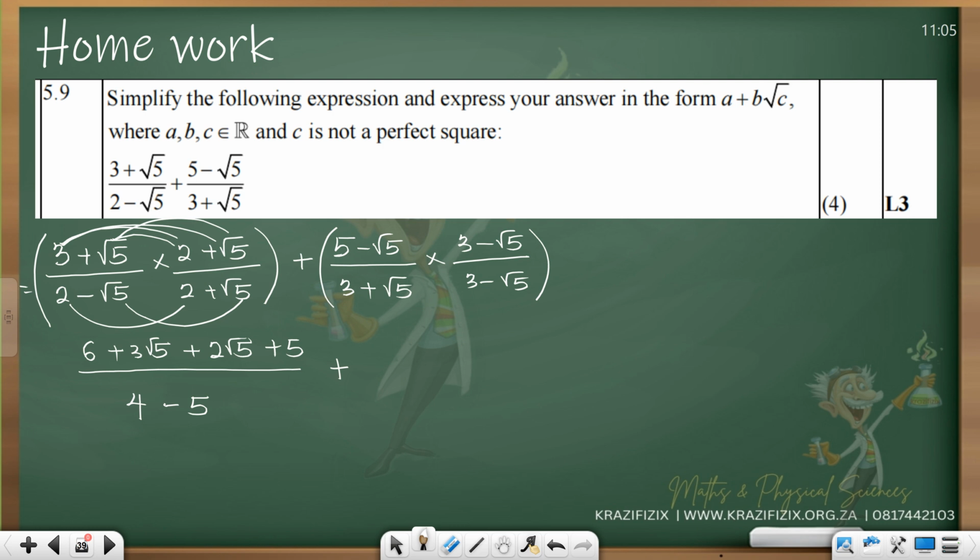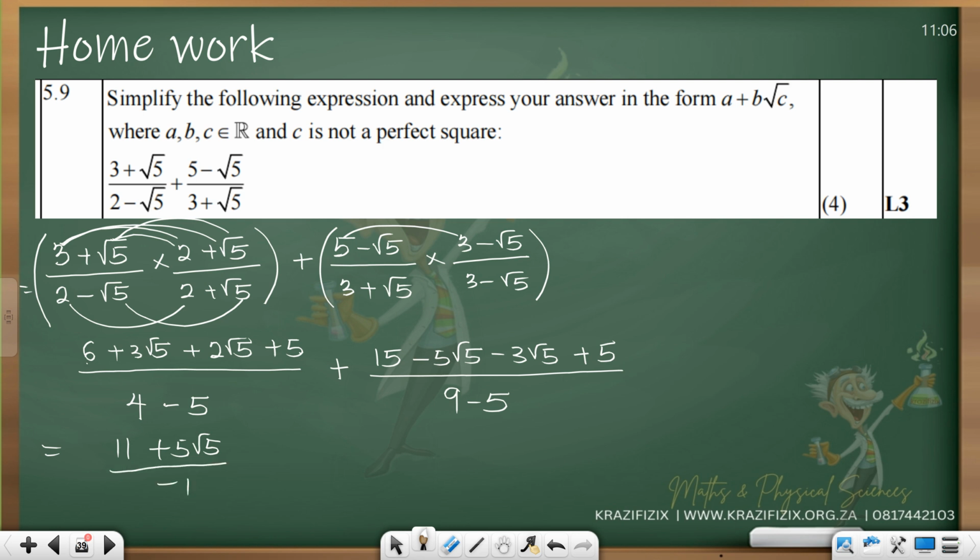Plus, we do the same thing here. 5 times 3 would give us 15, minus 5 root 5. All right. Then minus 3 root 5. Negative times negative would give us positive, and that would give us a 5, over 3 times 3 would give us 9 minus 5. Okay, let's simplify. 6 plus 5 is 11. So 11 plus 5 root 5 over negative 1.